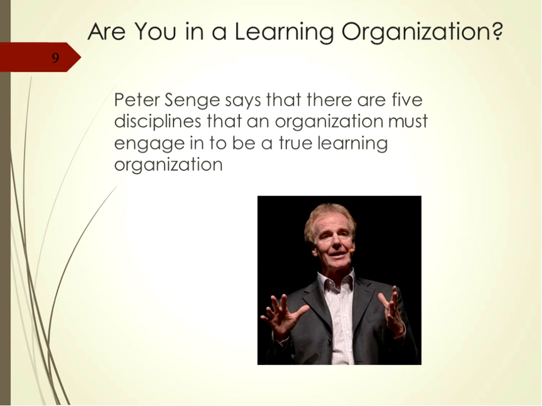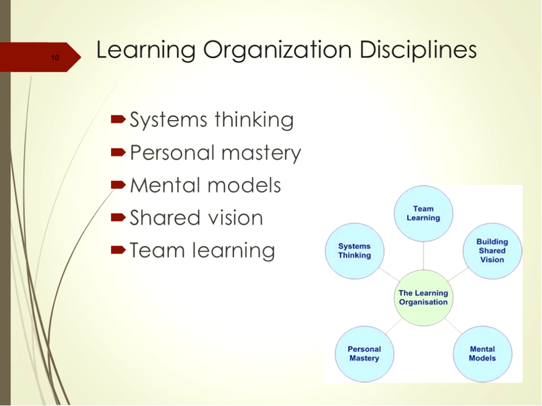Peter Senge says there are 5 disciplines that an organization must engage in to be a true learning organization. The 5 critical disciplines we must engage in throughout an organization are these. First is systems thinking. Each of us must think of an organization as a living entity and know that each one of us does affect the organization. The organization has a set of values that are lived out and support personal mastery. Second is personal mastery. Systems are in place that help all of us learn so that we are well informed in order to provide the patient care patients seek.